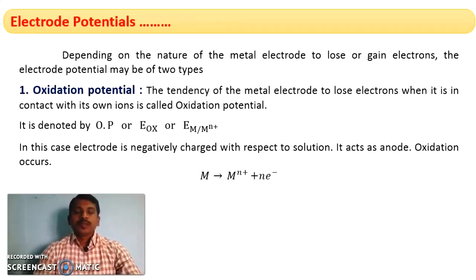Next concept is the different types of electrode potentials. Two types of electrode potentials are there. First one is oxidation potential.